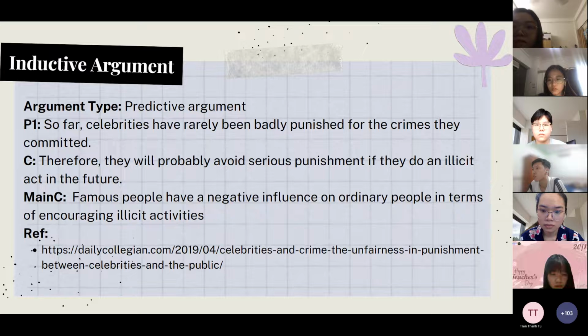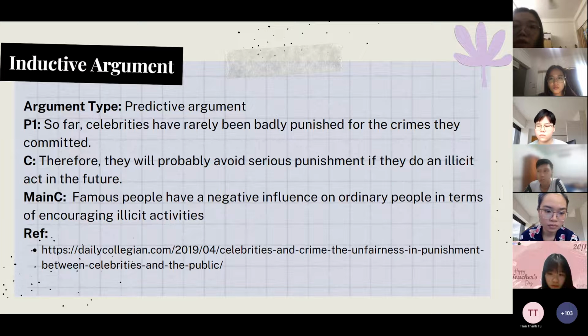And so in this case, overall, they have a negative influence on ordinary people in terms of encouraging illicit activities. This has also been proven in the data by the college.